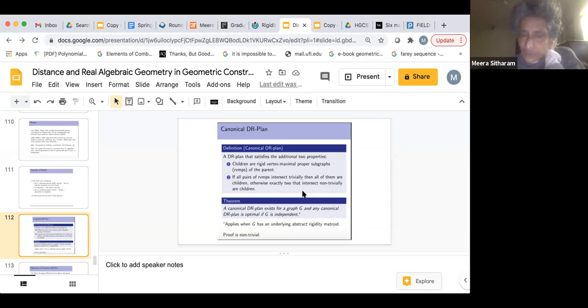I don't think so. I don't think you need this. I think just the DR plan guarantees that, because simply you're maintaining that the union of all the children are part of the parent. The parent includes all the constraints in the subgraphs of the children. I don't think you need this. These are just additional conditions that help prove optimality and other things like that.